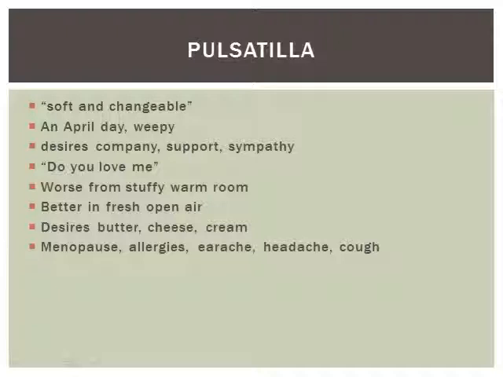They may be worse from a stuffy, warm room and feel better, want to be outside in the open air. This desire for butter, cheese, cream, these rich foods. So it's a great remedy for children, but also a great remedy in menopausal conditions, earaches, headaches, cough. Many, many different kinds of ailments actually respond to pulsatilla. Could be almost anything if these other characteristics fit.